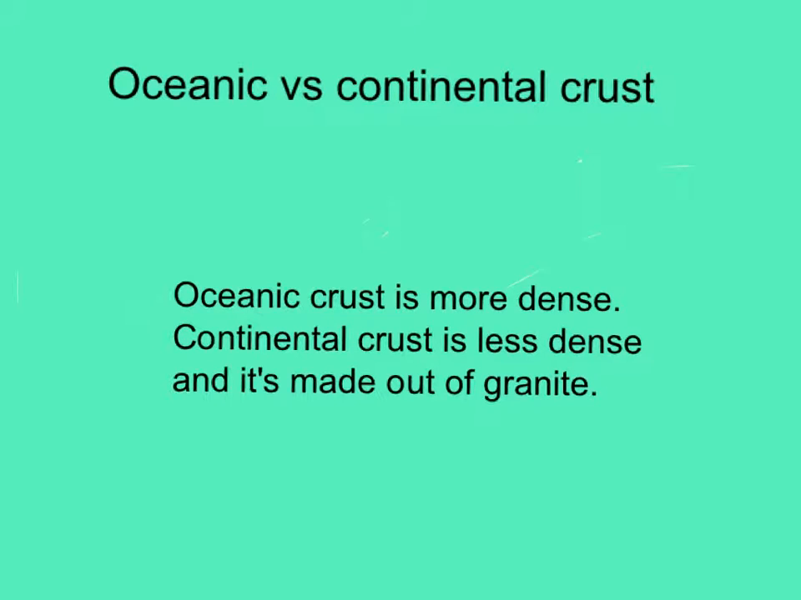Oceanic crust versus continental crust. Oceanic and continental crust are quite different. Oceanic crust is more dense than continental crust, and continental crust is less dense, and it's made out of granite.